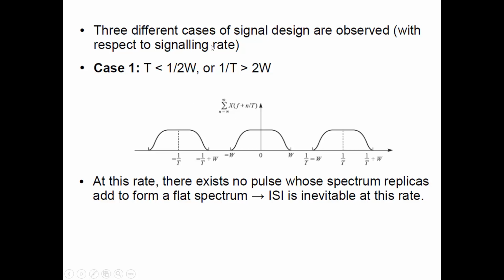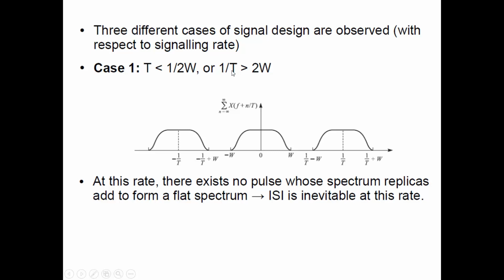Now, the first case says that if the sampling period is less than 1 over 2W, that means the sampling frequency is greater than 2W, which is the channel characteristics, the channel bandwidth. Minus W to W is the spectra of the pulse.